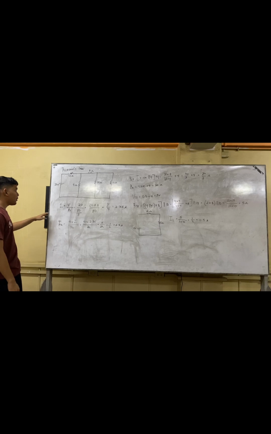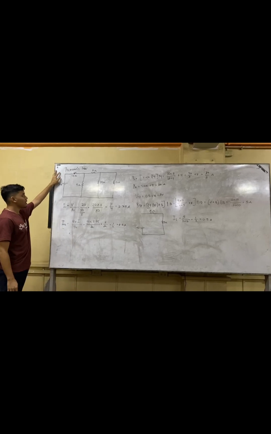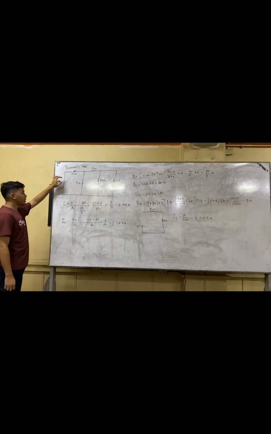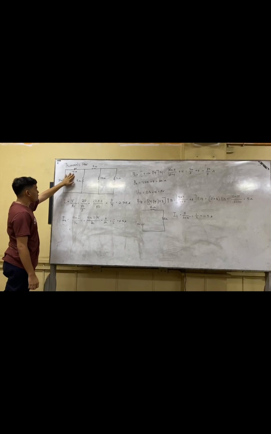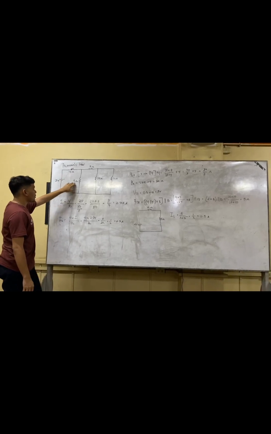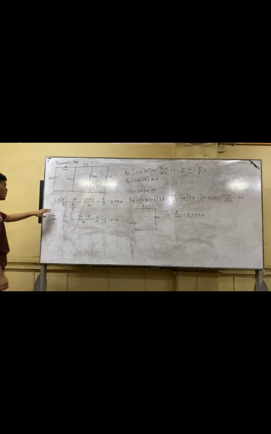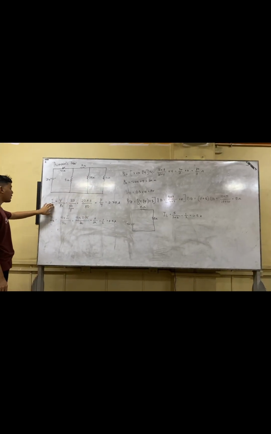But here in the next one, we solve Thevenin's law and Norton's law. We have again 50 volts, 4 ohms, 4 ohms, 8 ohms, 10 ohms, and 5 ohms. So first we're going to solve I1.